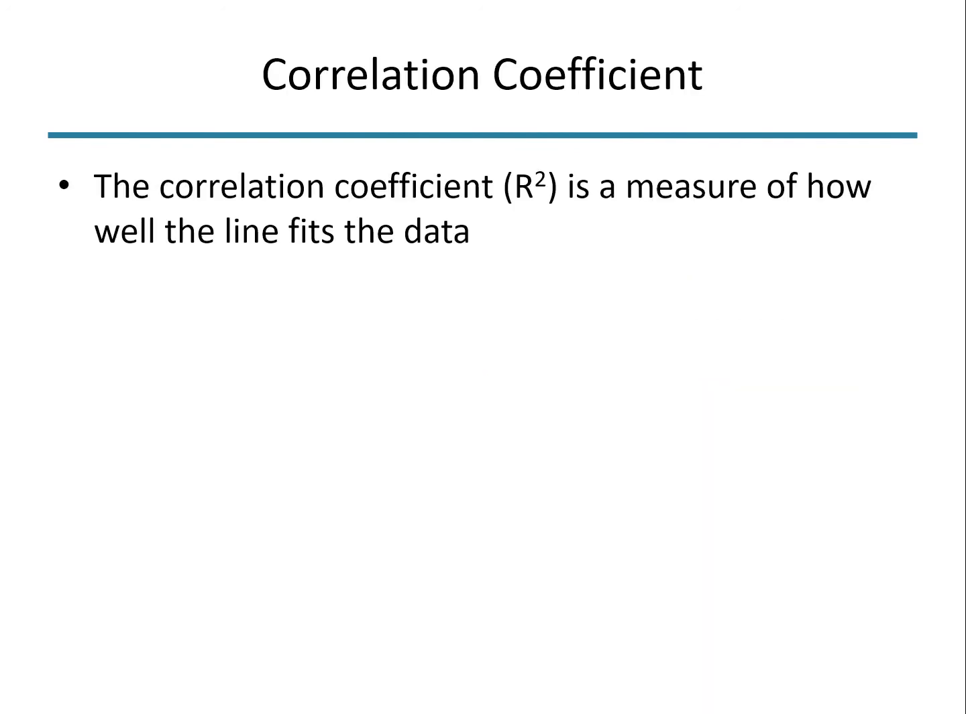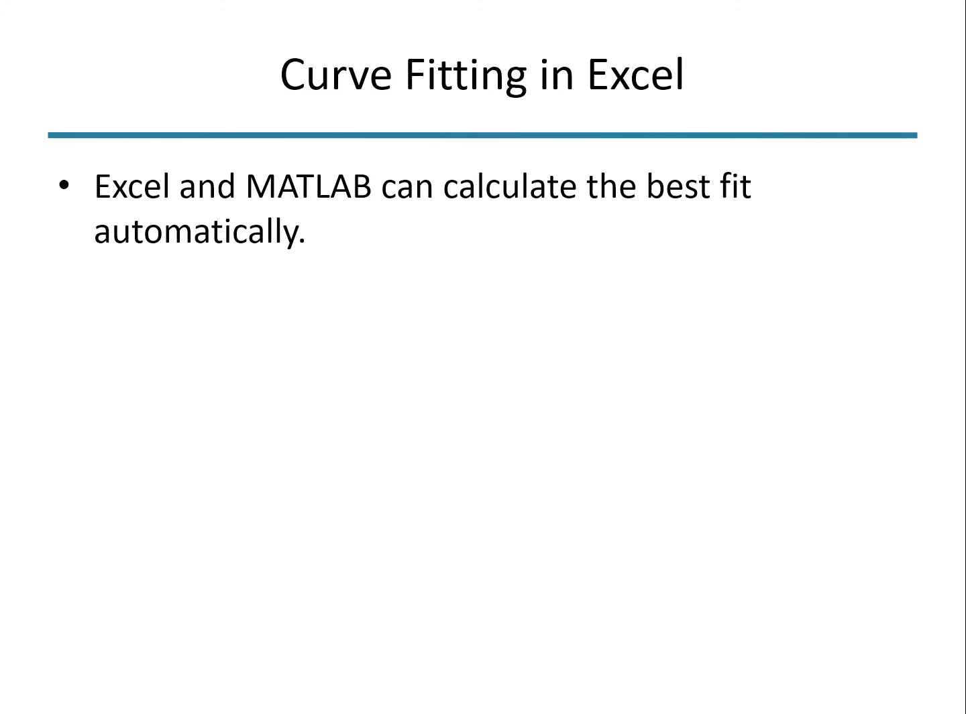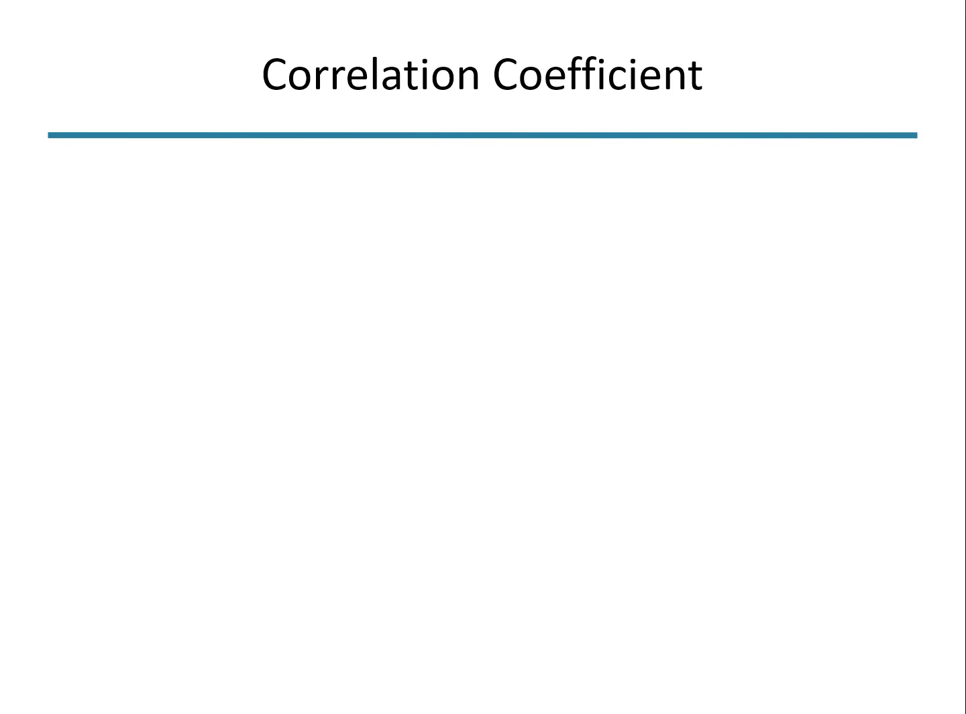The correlation coefficient, which we can also have printed out in Excel, shows how closely the line fits the data. And a value of exactly 1 means it's a perfect fit. You can see we took our simple example there and changed that second point so that all of them are indeed on a straight line. And when we do the curve fit, the r-squared value comes out to be exactly 1. Now both Excel and MATLAB can do that best fit. In addition to linear, you can do other types of curve fits, polynomials, exponentials, etc.